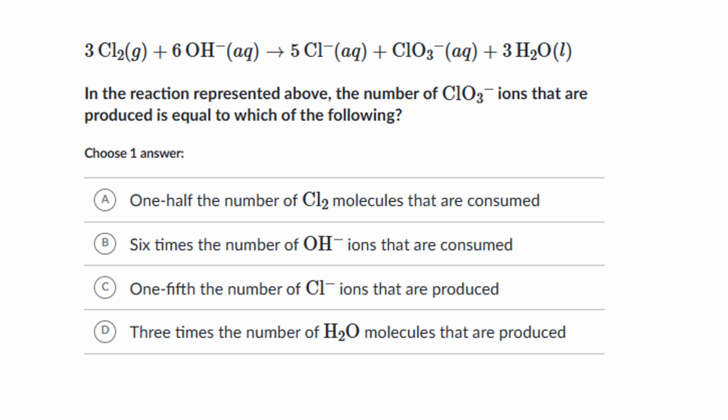6 times the number of hydroxide ions consumed. No, that would not even be close. 1/5 the number of chloride ions that are produced, and that one looks correct because we're producing 5 chlorides for every 1 chlorate, so it looks like we're looking at C.